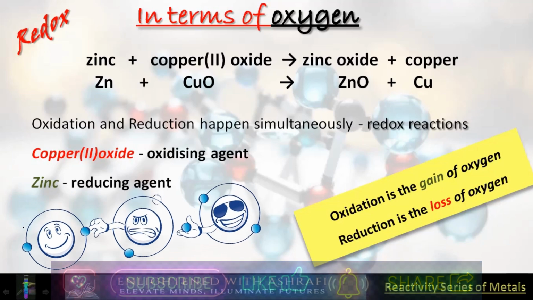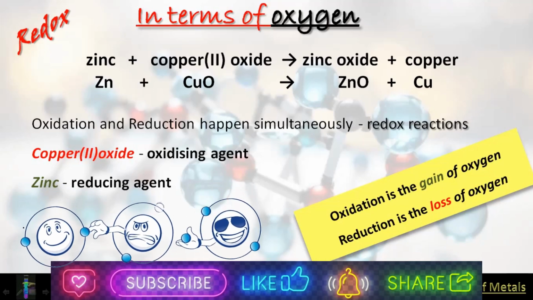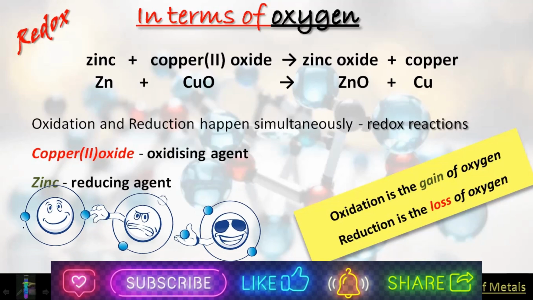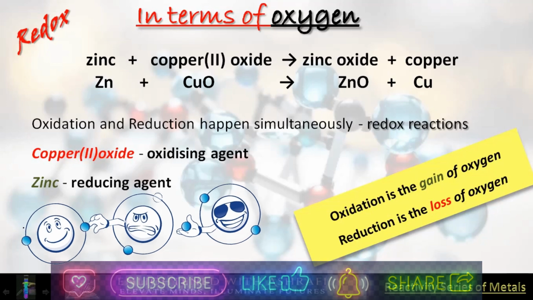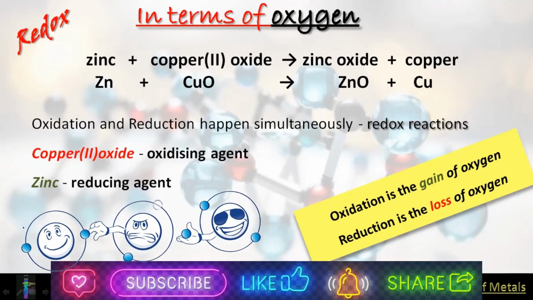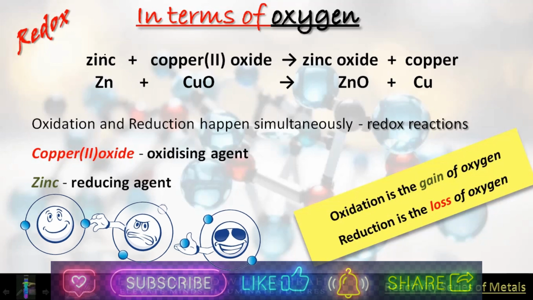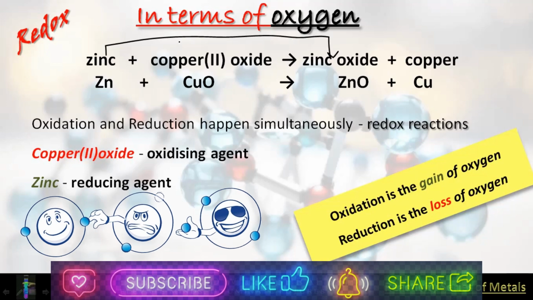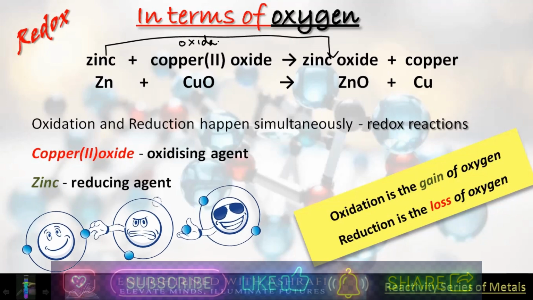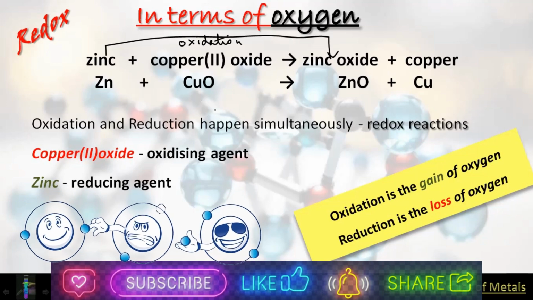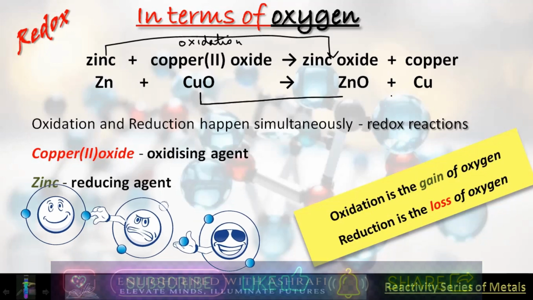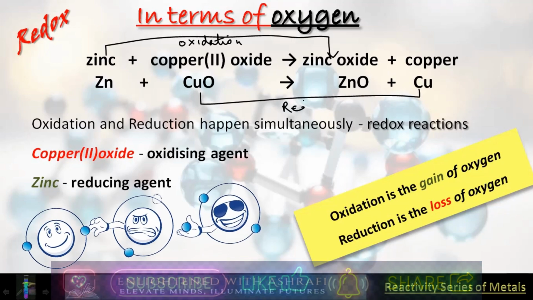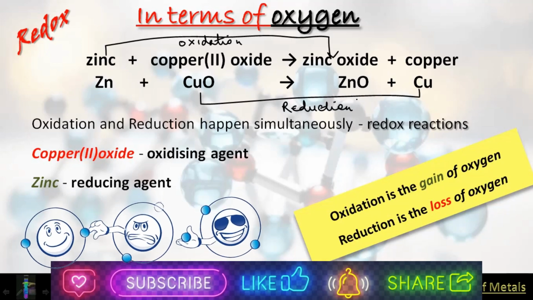Oxidation is a process where the element gains oxygen, while reduction is a process where the salt loses oxygen to form an atom. Now zinc is gaining oxygen to form zinc oxide, thus this is an oxidation reaction. While copper oxide is giving away oxygen to form an atom, this process is known as reduction.